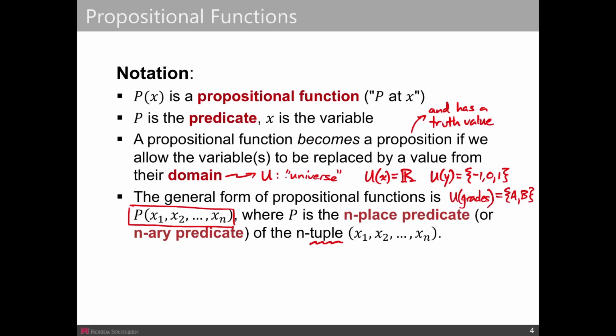Let's remind ourselves of what we were discussing last week. So propositional functions have the form p at one or more variables x, maybe x, y, z, x1, x2, x3, where p is a predicate and the variables are unknown. Each of the variables needs to have a domain, which we label u, standing for the universe of possible values for those variables. And the propositional function becomes a proposition if we give values to each of the variables.